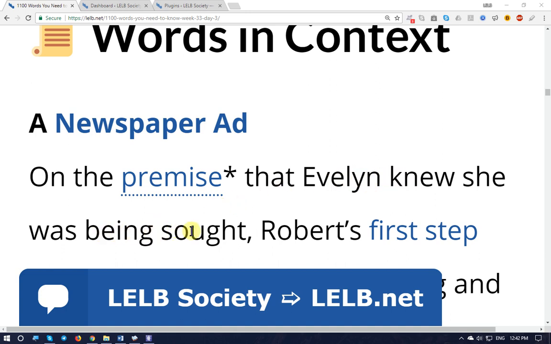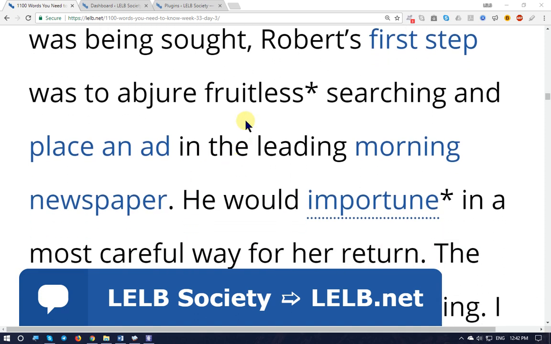The past participle of seek means follow, chase. Robert's first step was to abjure fruitless searching and place an ad in the leading morning newspaper. The first thing that Robert did was to abjure fruitless searching, because in the past he thought that it was actually in vain or abortive or fruitless to search for Evelyn, and place an advertisement in the leading morning newspaper.